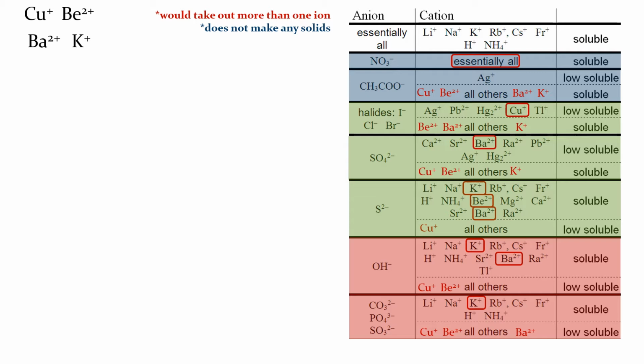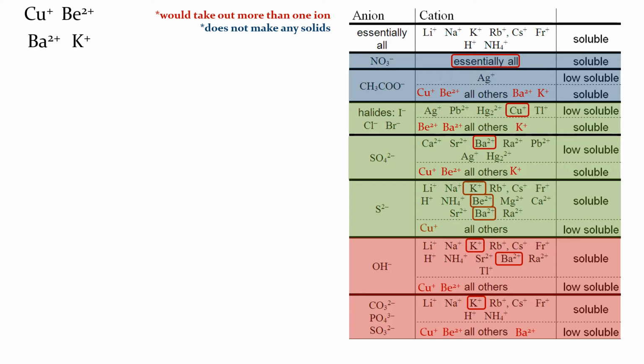And we don't want that either because we're only allowed to form 1 solid at a time. Now note as we work our way down the chart, it started off with nitrate and acetate and the halides, which form very few solids. So it's easier for the chart to list who they make solids with rather than who they do not make solids with. As we go down the chart though, going from sulfate to sulfide, the soluble, low soluble flip because at that point, sulfide, hydroxide, carbonate, phosphate, and sulfite produce many solids. So it's easier for the chart to tell us who they do not form solids with.